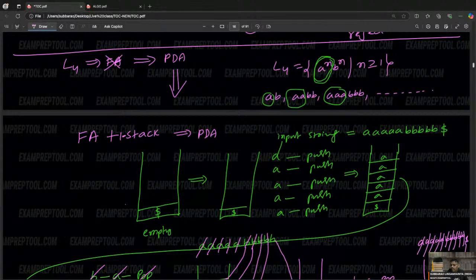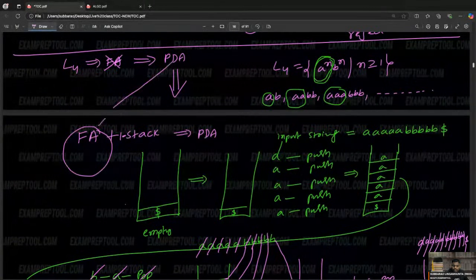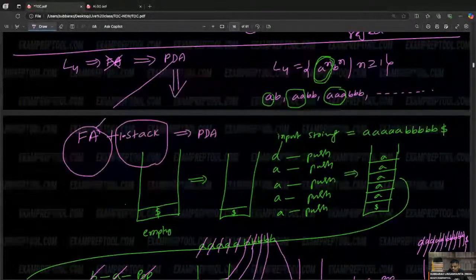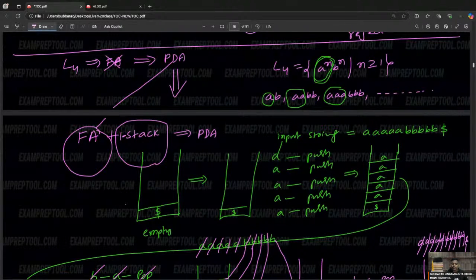Whatever finite automata is accepting, PDA will also accept. See, PDA also has finite automata. Whatever finite automata can accept, PDA also can accept. But because of this stack, PDA accepts a little more. One example, right? A power n, B power n. The number of A's equals the number of B's.